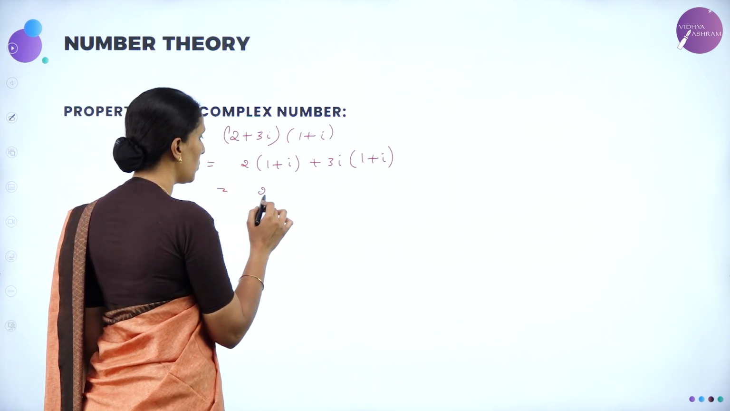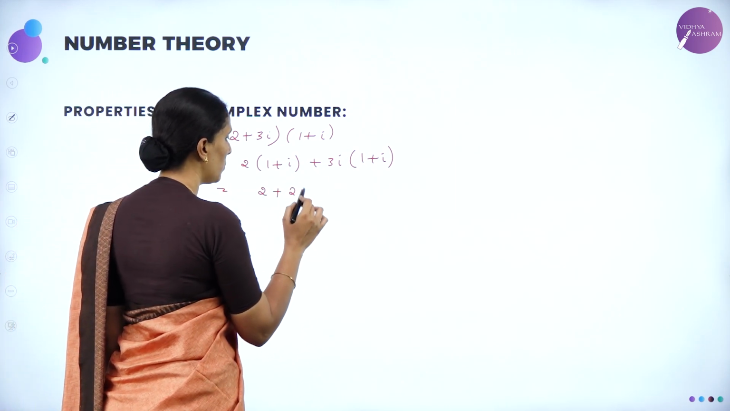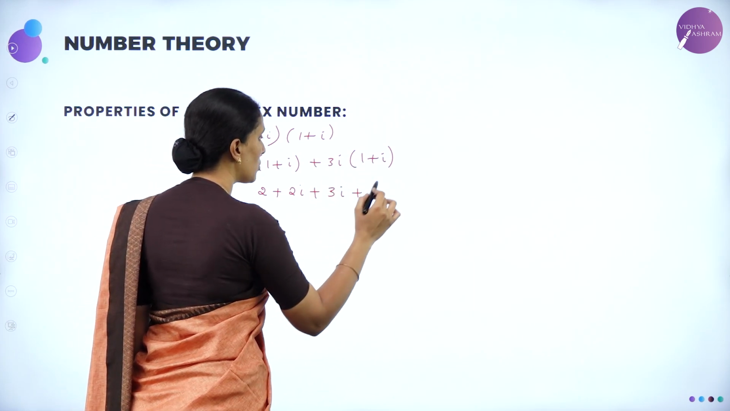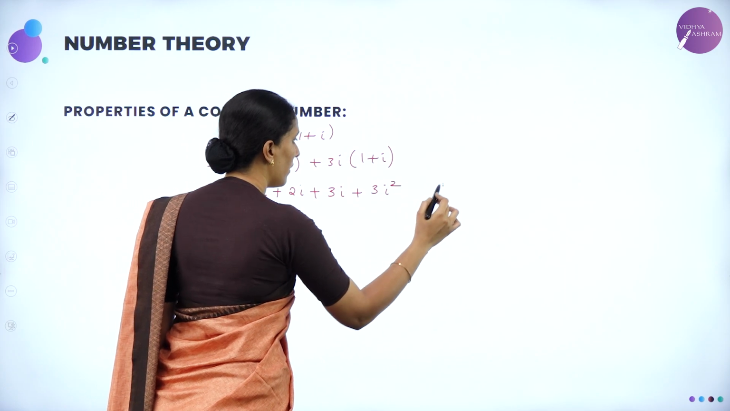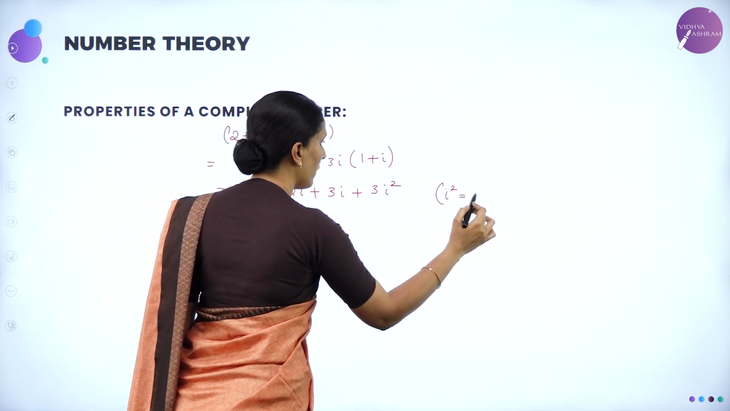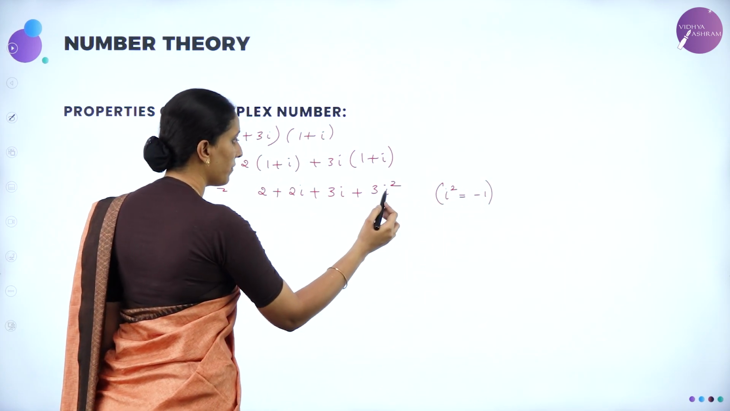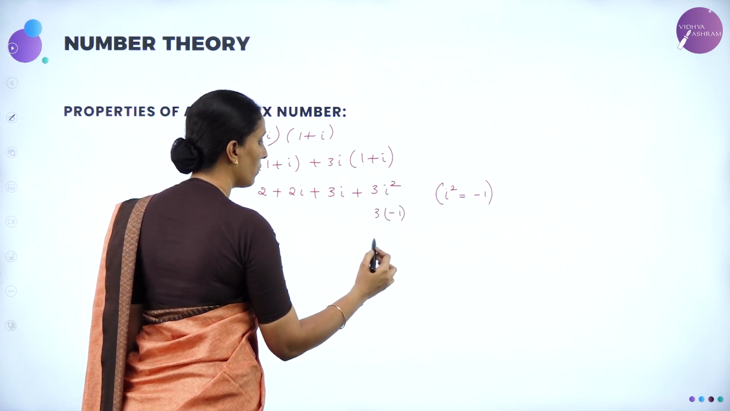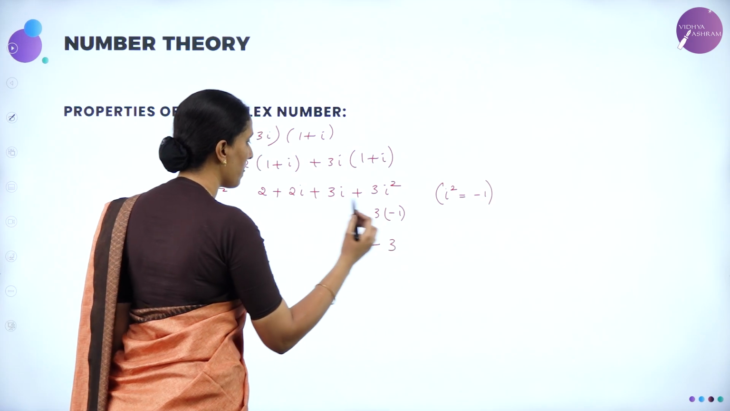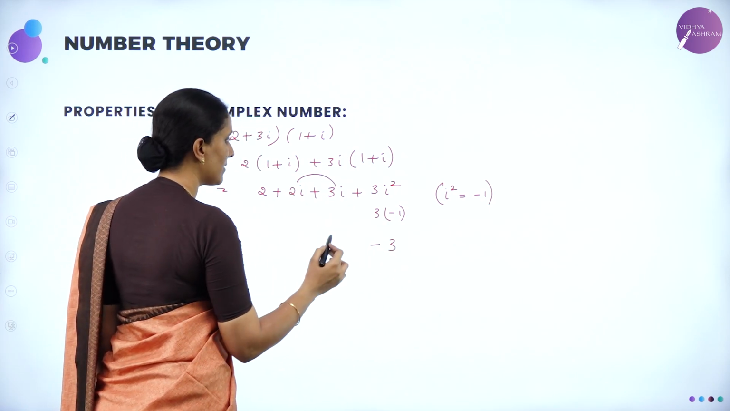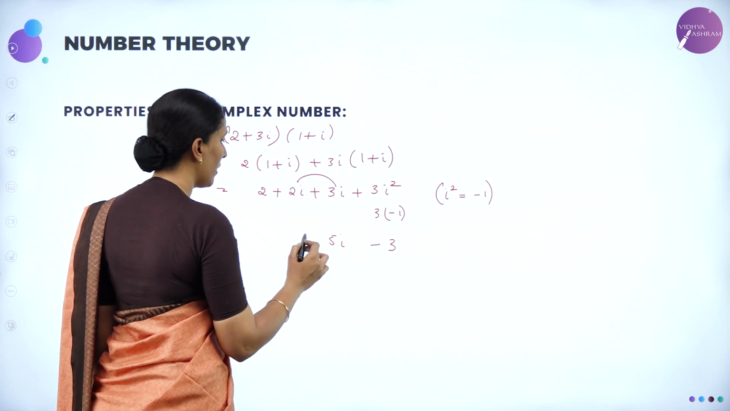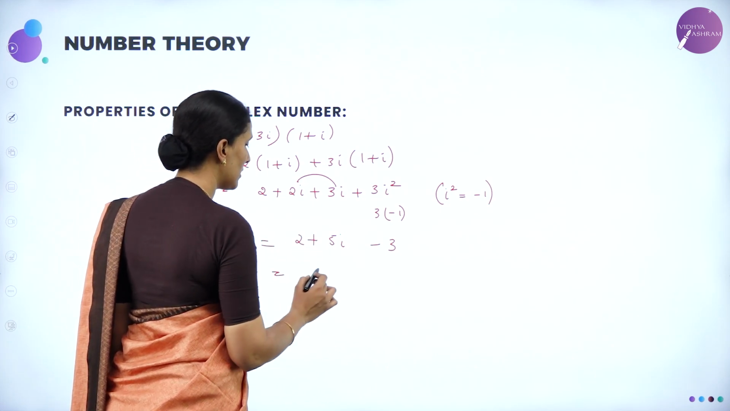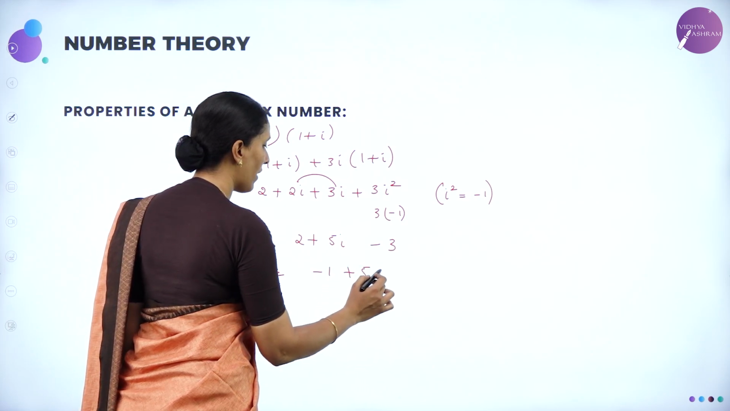So 2 ones are 2, plus 2 into i, 2i. 3i into 1, 3i, plus 3i into i becomes 3i square. Remember, the value of i square is always equal to minus 1. So if you substitute minus 1 here, then 3 into minus 1 is equal to minus 3. And here we have 2i plus 3i, which is 5i, and 2. So 2 plus 5i minus 3. 2 minus 3 is minus 1, plus 5i.